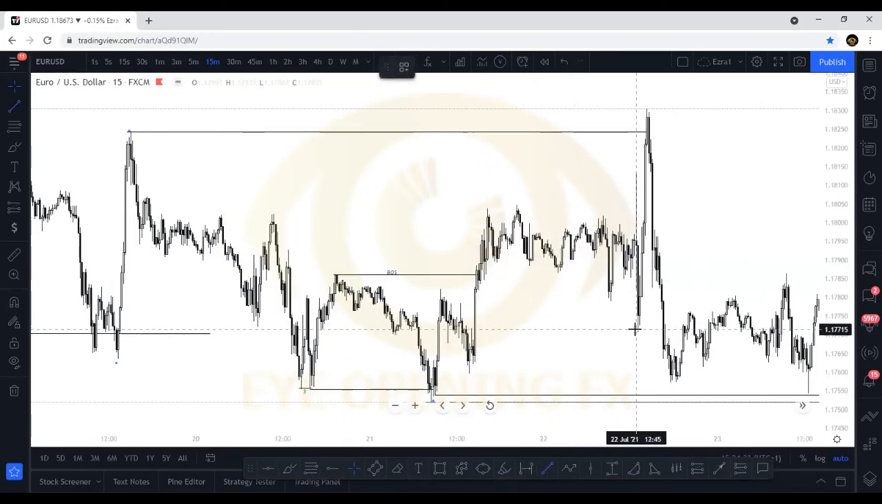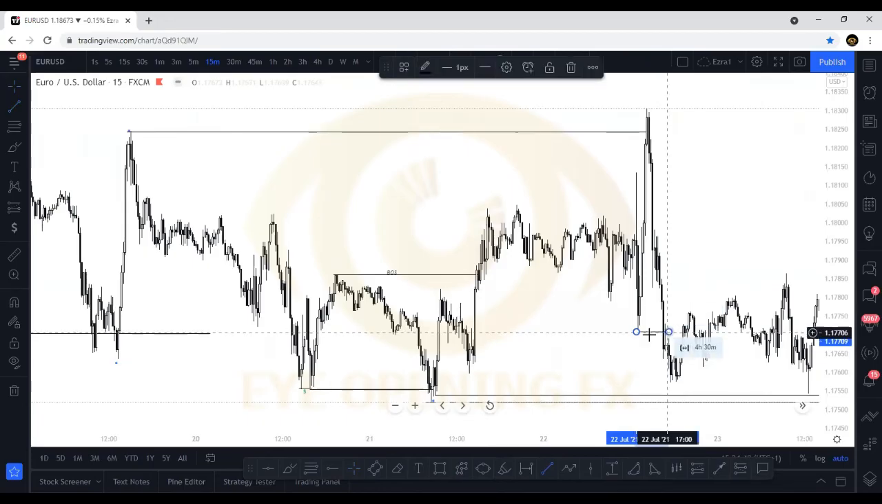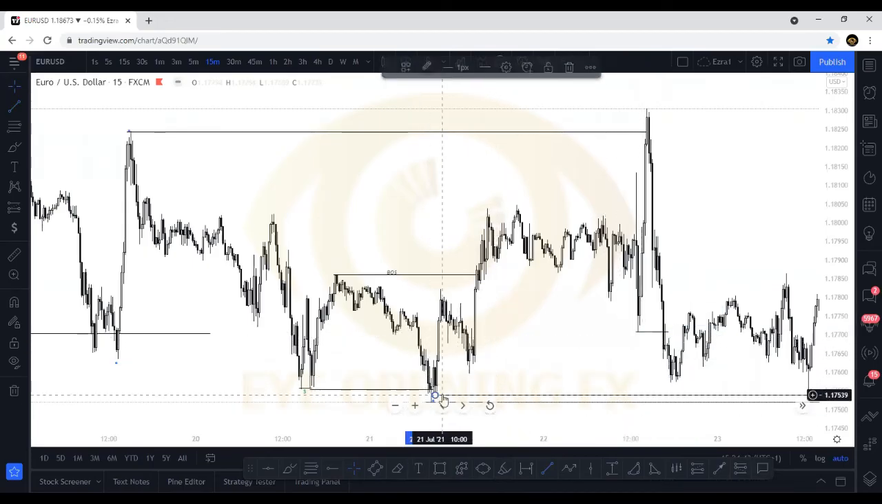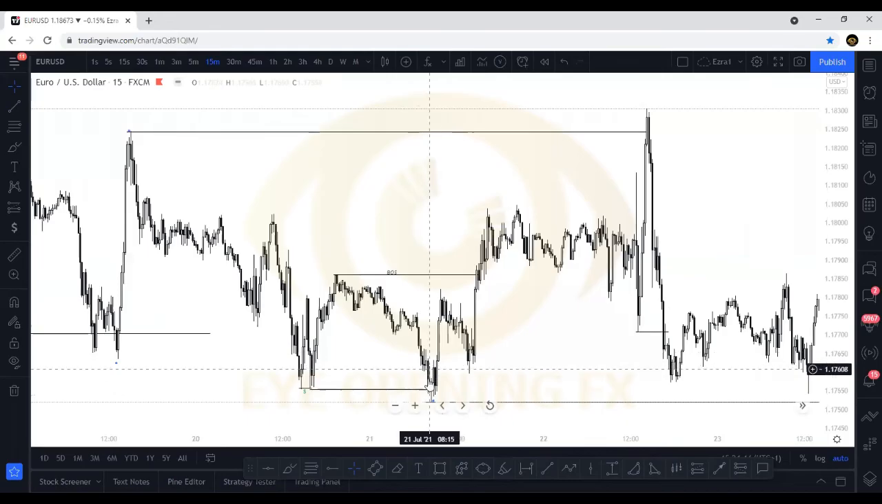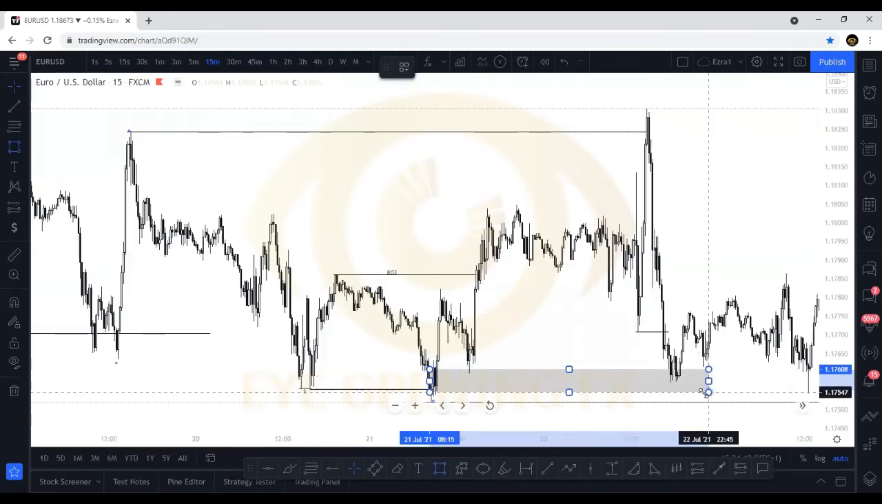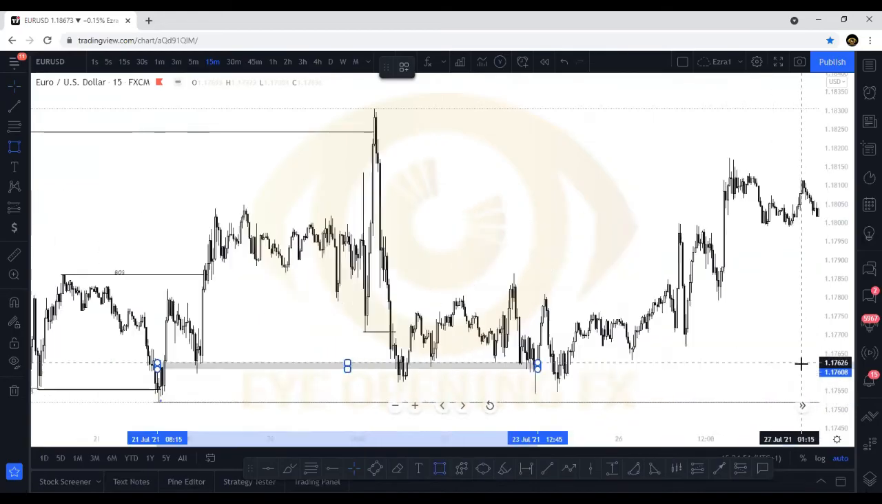One of it is this one here. That is one of it. And here you have your SC candle. Your SC candle.